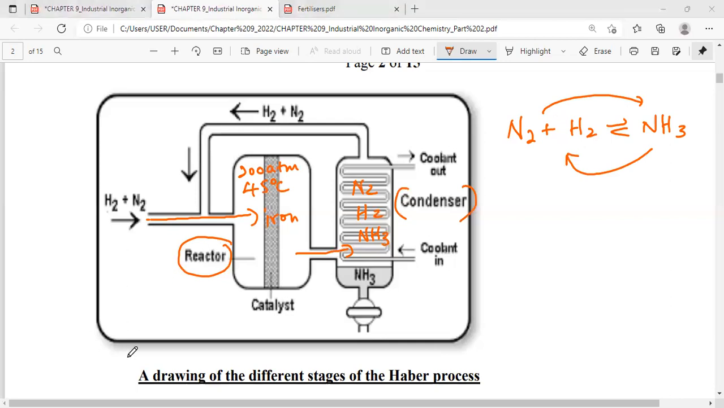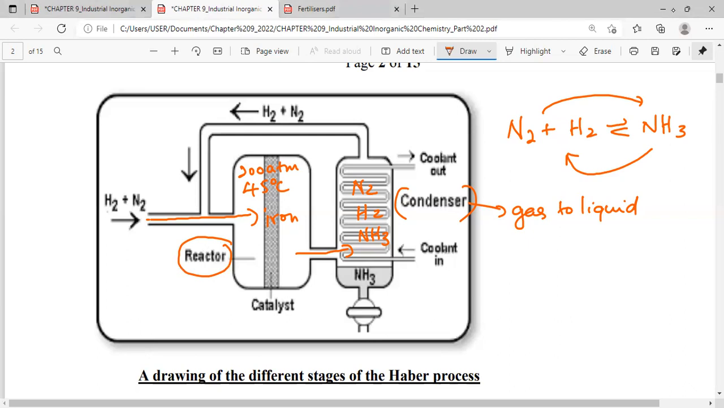Gas to liquid. Okay, good, Ashley. Changing from gas to liquid. So inside the condenser, condense means changing from gas to liquid. So inside the condenser, what happens? All the three, the temperature will be very low. Okay, so when the temperature changes, the gas will condense to liquid.